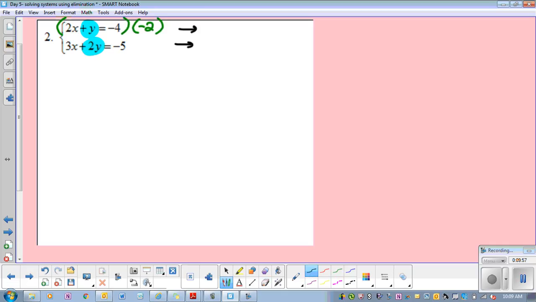All right, so let's distribute for the top one. What's 2x times negative 2? Negative 4x. Right? Here, I can draw these little arrows too. And then minus 2y equals what? No. What's negative 4 times negative 2? We're just distributing. Positive 8. Okay? So we fixed the top equation.